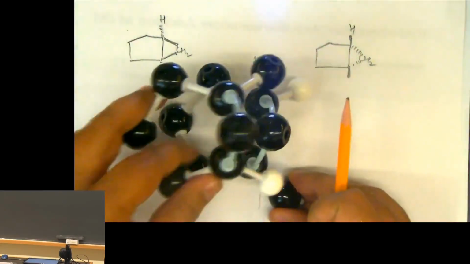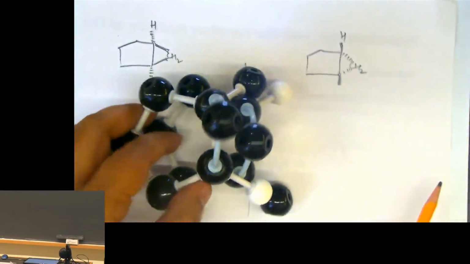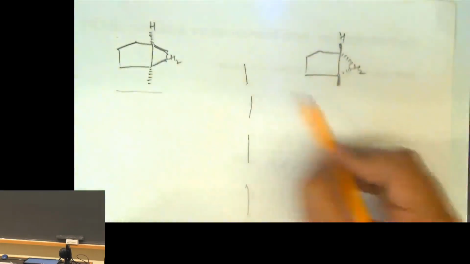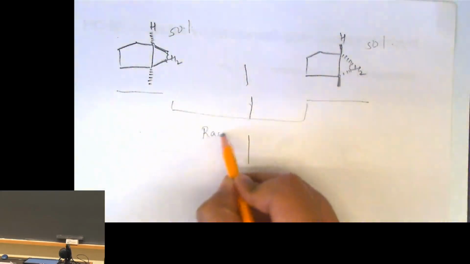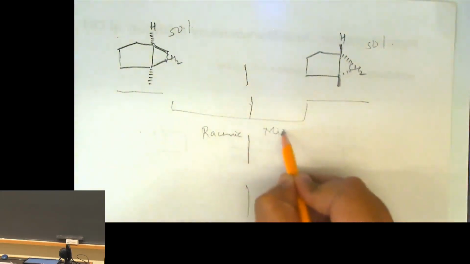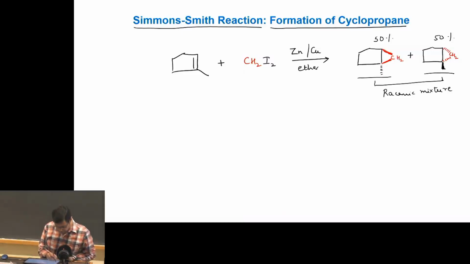If you put a mirror here, this is a mirror image of this. Okay, you can see that, right? And they're non-superimposable. If you try to superimpose these two, you can see these groups don't match, all right? So you have equal probability to form both of these, so you will get 50% of this and 50% of this, which means you will end up with a racemic mixture. All right. So let's go back to the slides. Let's now write the mechanism for this reaction.